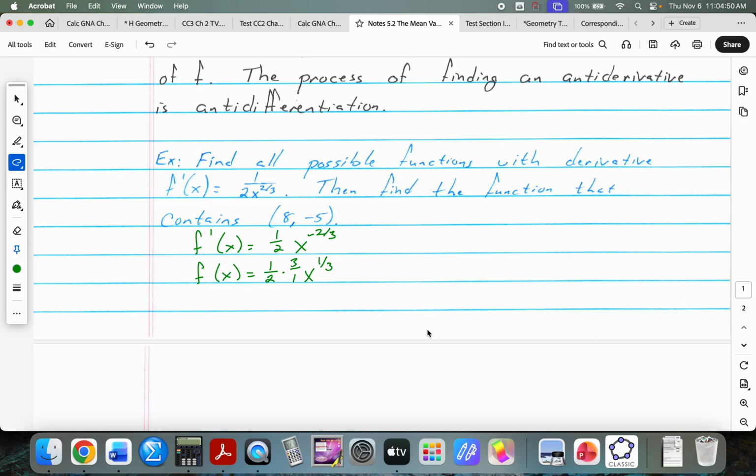To cancel out that 1/3 that's about to come here, I'm going to multiply by the reciprocal. So that when I take the derivative of the x to the 1/3, the 1/3 and the 3/1 will multiply each other out to be 1. And then this is plus c. So my general antiderivative is 3/2 x to the 1/3 plus c.